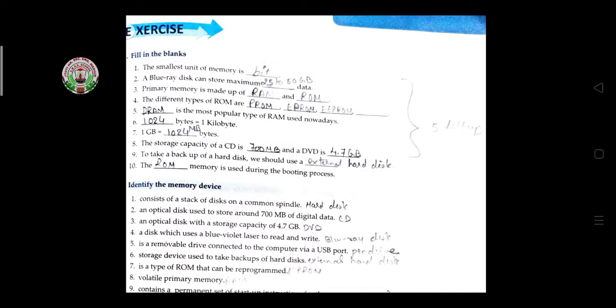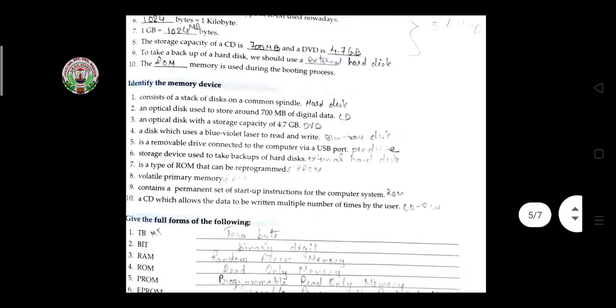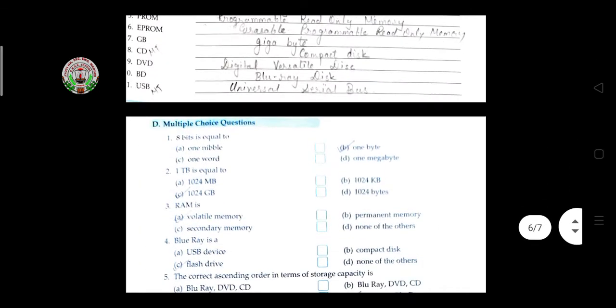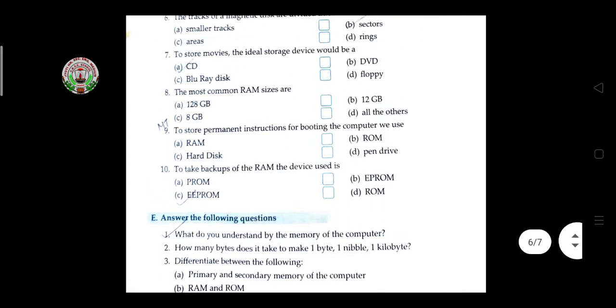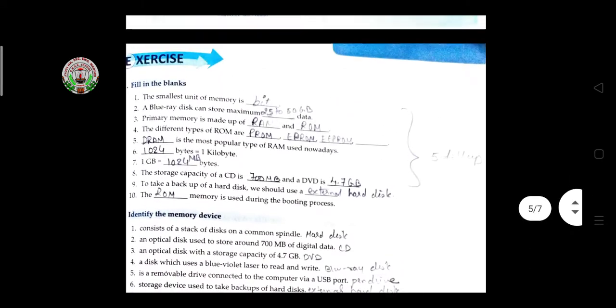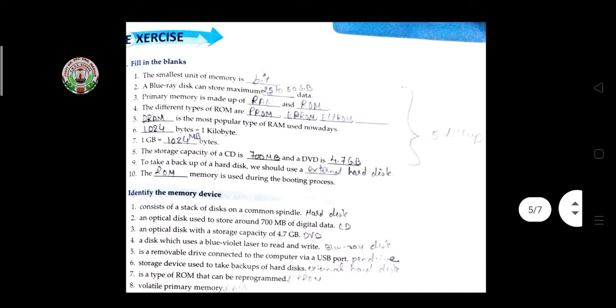So students, today we'll discuss the exercise questions. You have to write all the answers in your book: the fill in the blanks, identify the memory device, full forms, and MCQs. All these exercise answers you have to write in your book only. No need to write in your notebook.